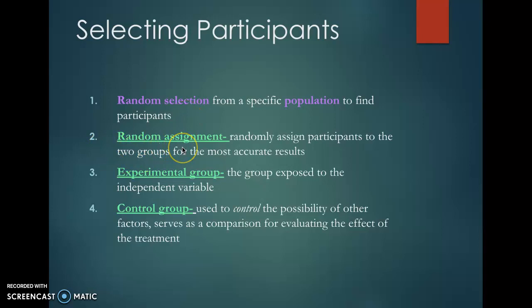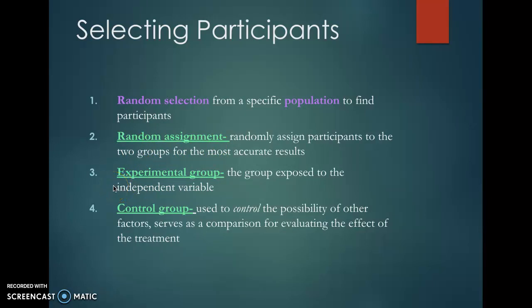Random assignment, again, exactly what it sounds like. Let's say I want to study 100 kids at Spelman, and I have a group of 50 and a group of 50. Randomly, people get assigned into each one. There's no reason as to why a student is in group A or group B. It would just be totally random.